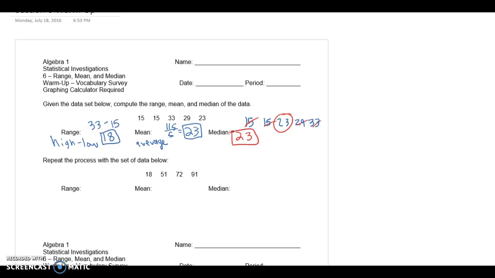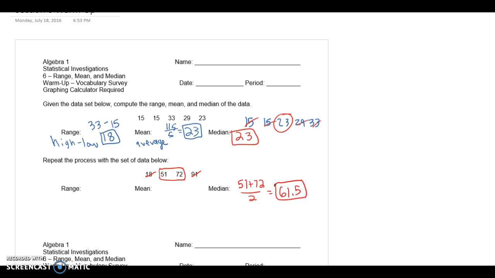The second set of data is really the same thing. So again, to find the range, we're doing high minus low. Mean is just add them all up, divide by 4 in this case. What gets a little bit tricky is when we do the median, these are already in order, so that's nice. When I cross them off, I'm left with these two numbers here. So when I have that situation where I've got two numbers in the middle, to find the median, I'm going to add them up and divide by 2. And we end up getting 61.5.